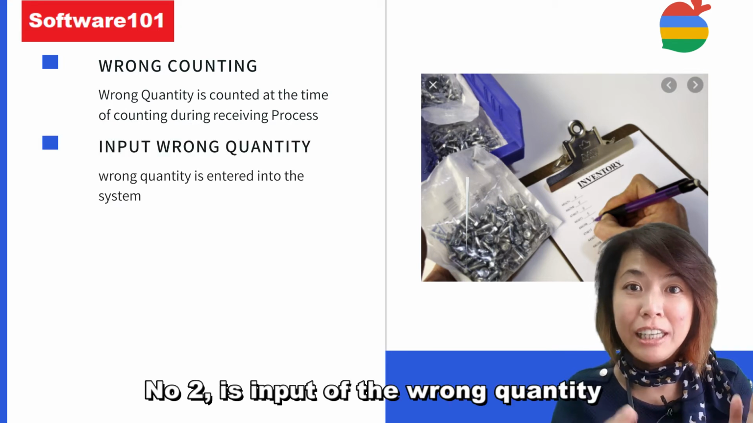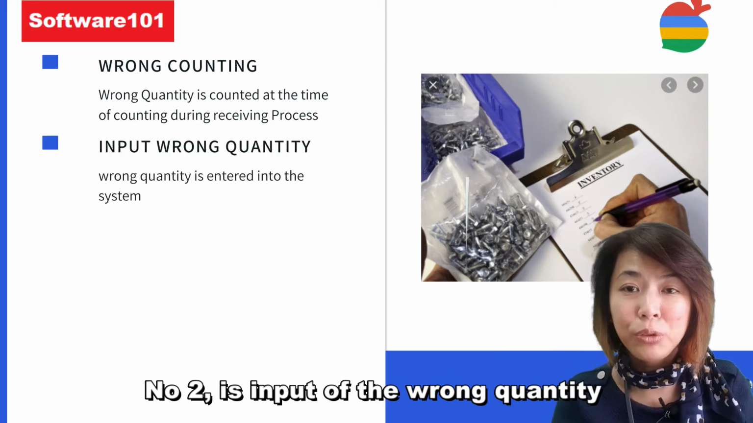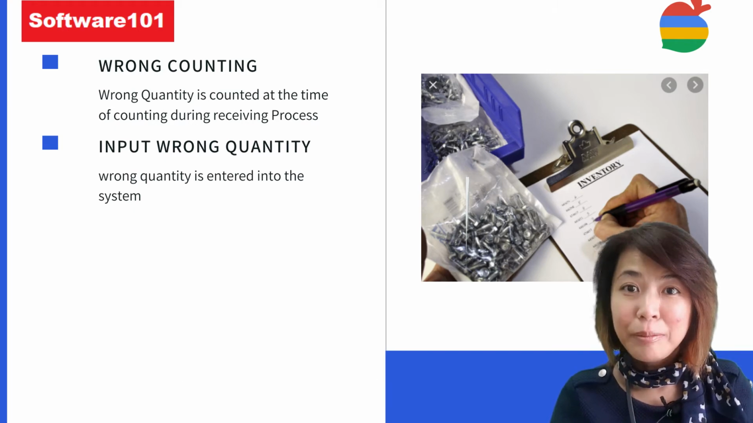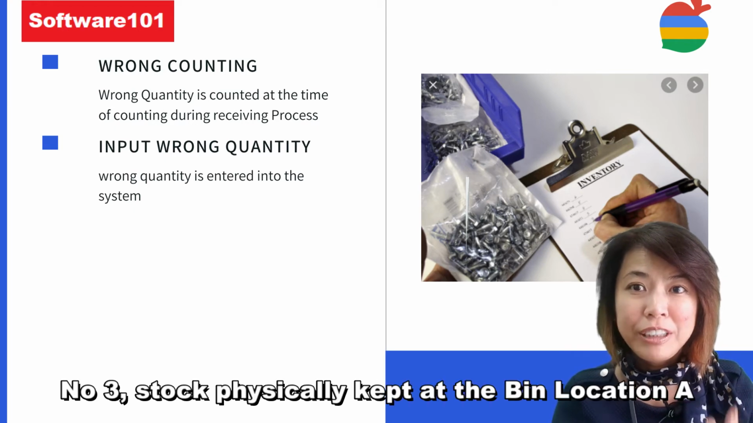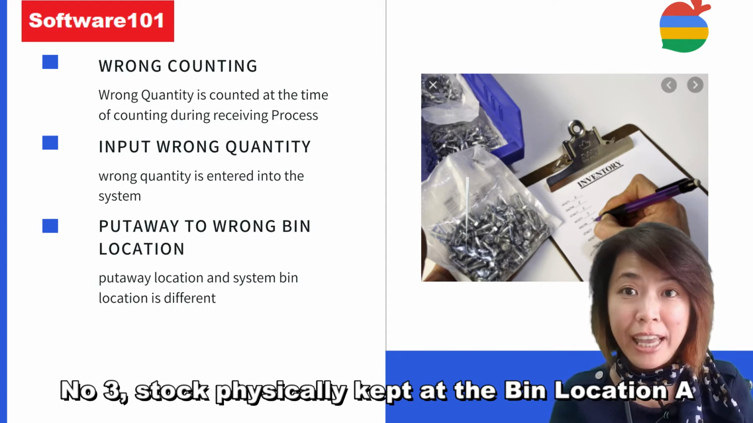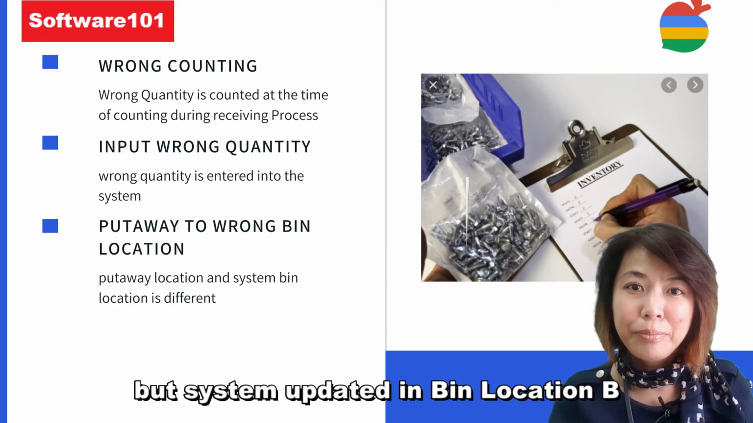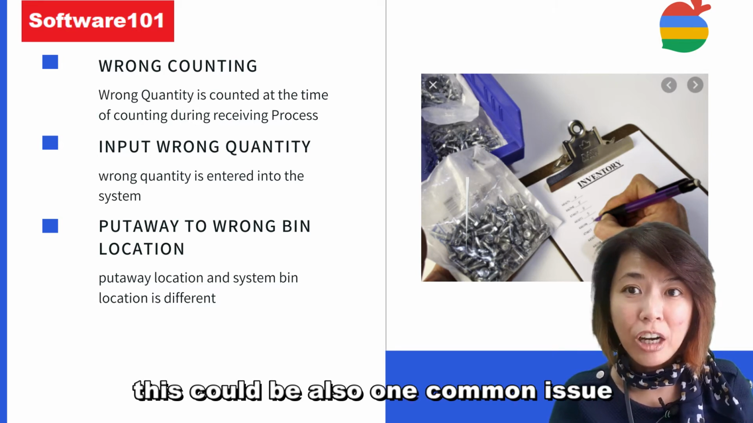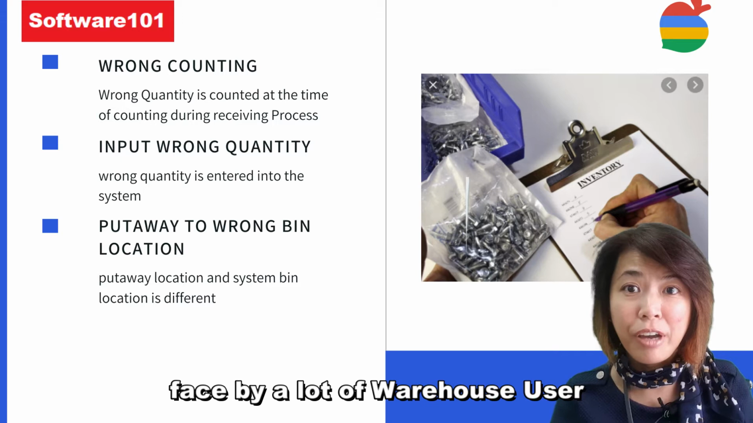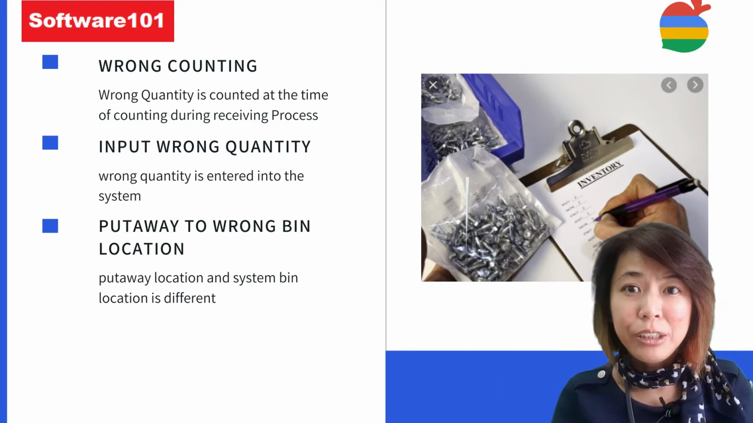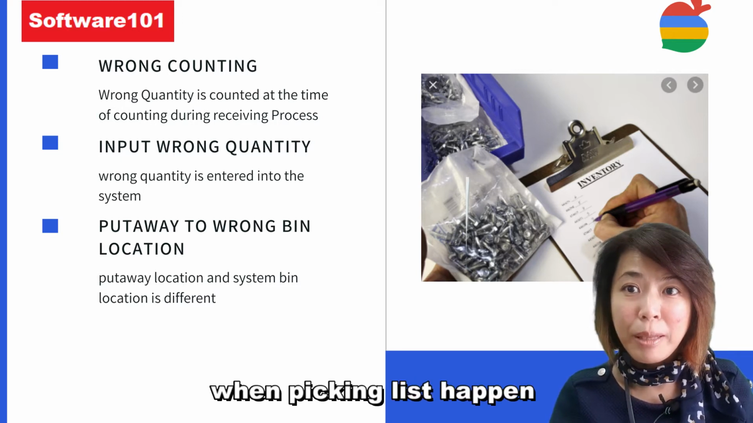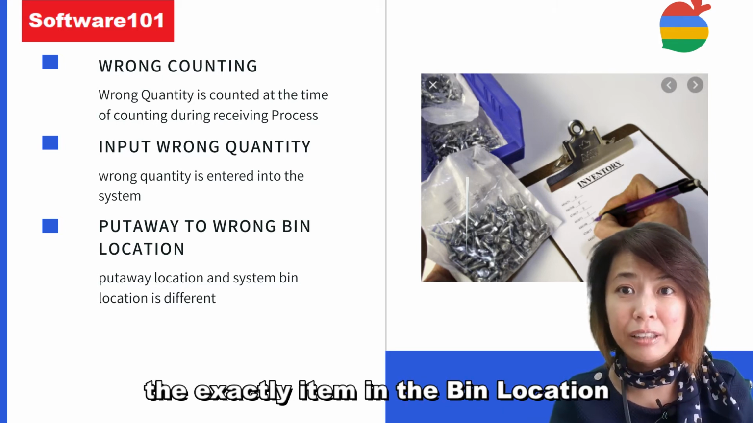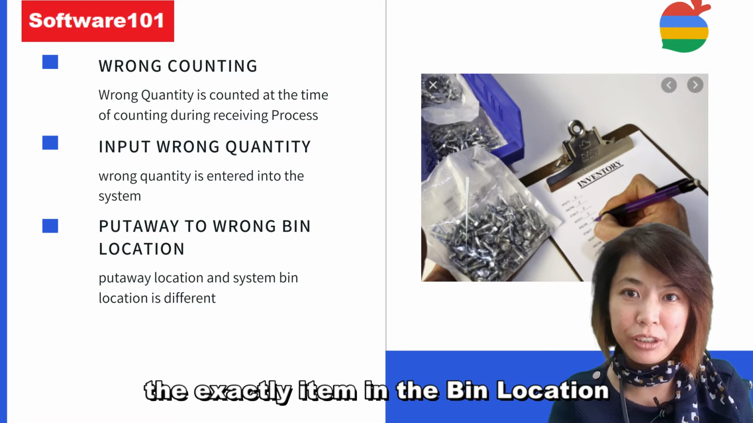Number 2 is input of the wrong quantity into the system due to human error. Number 3, stock physically kept at bin location A, but system updated in bin location B. This could also be one common issue faced by a lot of warehouse users. Due to this mistake, when picking happens, the user is not able to find the exact item in the bin locations.